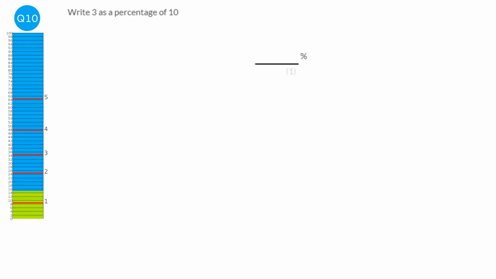So 3 as a percentage of 10, the first thing we can do is write that as a fraction, so 3 over 10. And then I can get the bottom to be 100 and the top will become the percentage. So I can times top number here by 10, so that becomes 30 over 100. And percent means per 100. Here we've got 30 per 100, or 30%. So the answer is 30%.